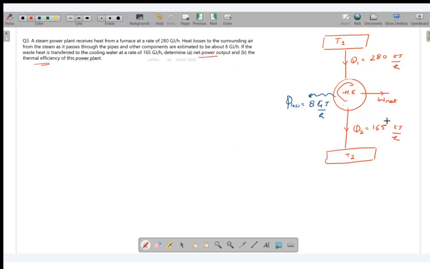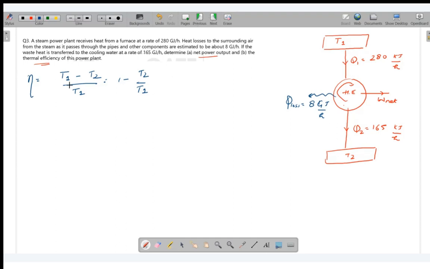Okay. Chalo. First thing I need to find out is efficiency. So for efficiency, can I use this formula, T1 minus T2 by T1, or 1 minus T2 by T1? No, I cannot use this formula. Why? Because nowhere in the question can I identify that it is a reversible heat engine. So I cannot do that.